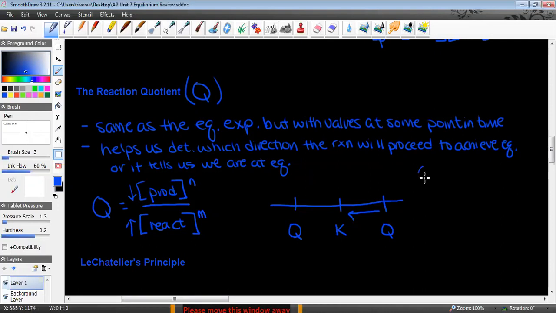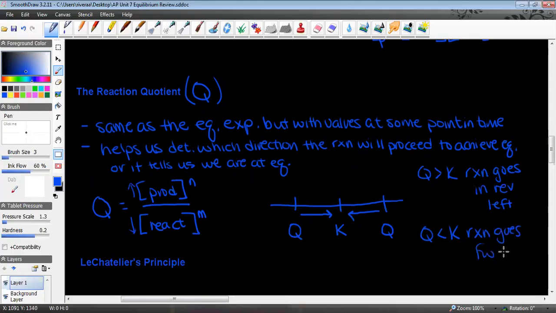So if Q is greater than K, the reaction goes in reverse or left. And again, it's arbitrary how we decided to write the reaction. And then think about it again. If our Q is too small and it needs to get bigger, then my numerator needs to increase and my denominator needs to decrease, and the reaction needs to go in the forward direction in order to reach equilibrium. So if Q is less than K, the reaction goes forward or to the right to get to equilibrium.